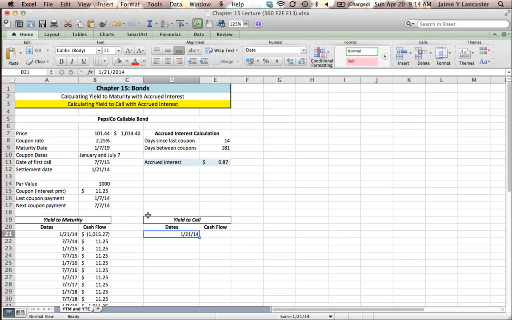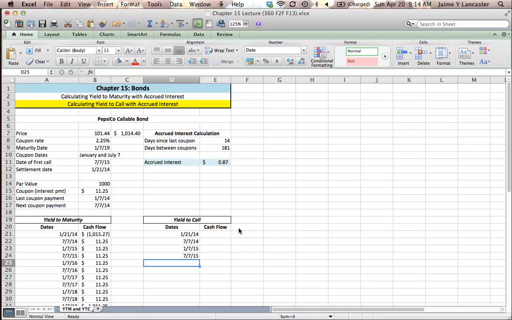We're going to receive interest payments on January 7th and July 7th until we reach the first call date, because that's when they might pay it back. So if we buy it on the 21st of January, the first payment that we'll get will be the July 7th, 2014 payment. Then we would get the January 7th, 2015 payment, and then on July 7th, 2015, Pepsi may call the bond if they want to.